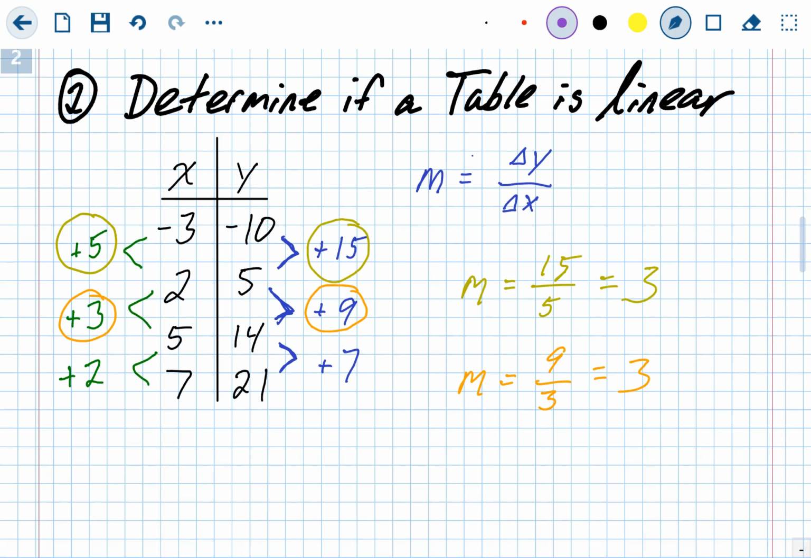Okay. If this matches, if it's also 3, then it's going to be linear. If it's not 3, it's not linear. Okay. So we got a change of plus 7 and plus 2, and 7 over 2 is not 3. Okay. So this is not a linear table. These slopes are not the same throughout. Remember, to be linear, it has to be a constant rate of change, and these slopes are not the same. 2 of them are the same, but you do have to check each one to make sure. Okay. So this is not linear.